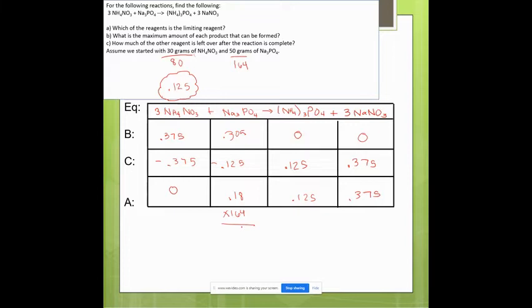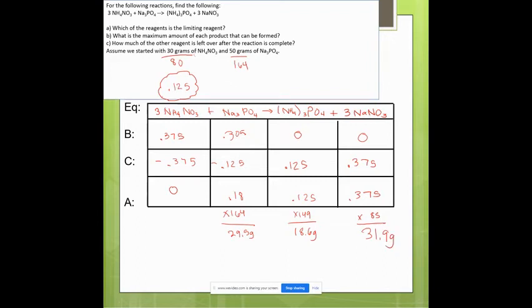And that means that for my sodium phosphate, I'm going to end up with 29.5 grams left over. Over here, I need to multiply this by its molar mass, which is 149. So that means that I'm going to end up with 18.6 grams produced. And over here, I'm going to multiply the 0.375 by the molar mass of sodium nitrate, which is 85, and that ends up producing 31.9 grams of the sodium nitrate.